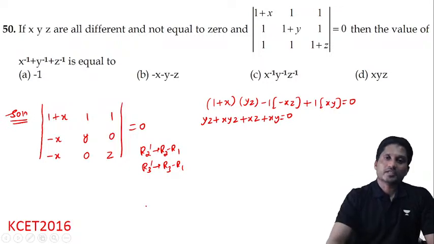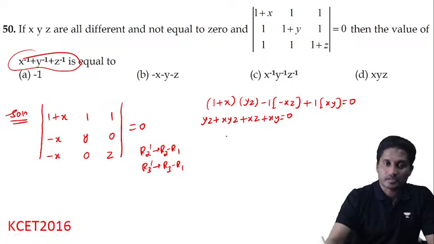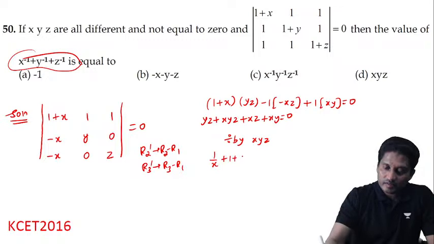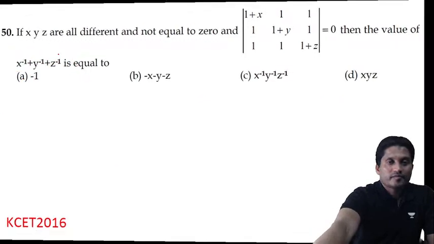But divide throughout by xyz, because I want x power minus 1, y power minus 1, z power minus 1. If I divide throughout by xyz, this is 1 by x plus 1 plus 1 by y plus 1 by z is equal to 0. X to the power of minus 1 plus y to the power of minus 1 plus z power minus 1 is equal to minus 1. Answer is minus 1. Let's move to the next question.